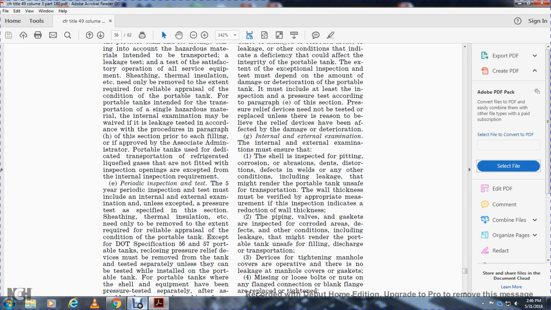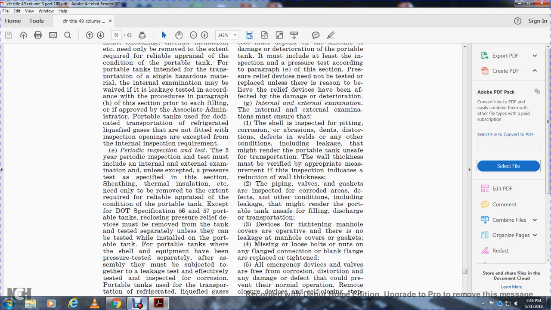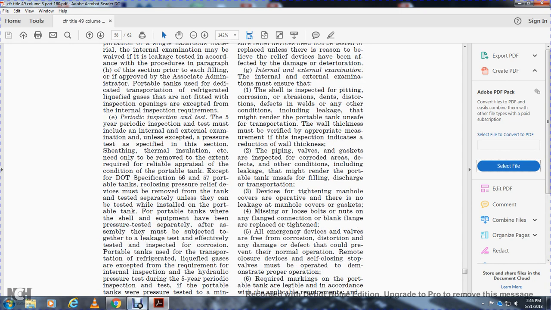For portable tanks, the reclosing pressure relief device must be removed from the tank and tested separately, unless they can be tested while installed on the portable tank. For portable tanks where the shell and the equipment have been pressure tested separately after assembly, they may be subjected together to a leakage test, and tested and inspected for corrosion.